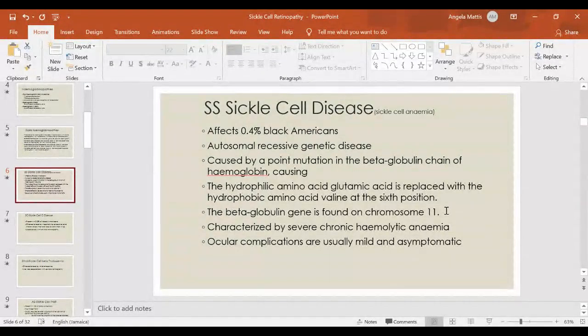And so sometimes you may see something like this in the multiple choice when we want to get very specific. I don't know what is in your multiple choice. I don't set the paper. But certainly, these are some of the fine print that you may be asked in the multiple choice. And so sickle cell disease is characterized by severe chronic hemolytic anemia, as you all know. And ocular complications are usually mild and asymptomatic.